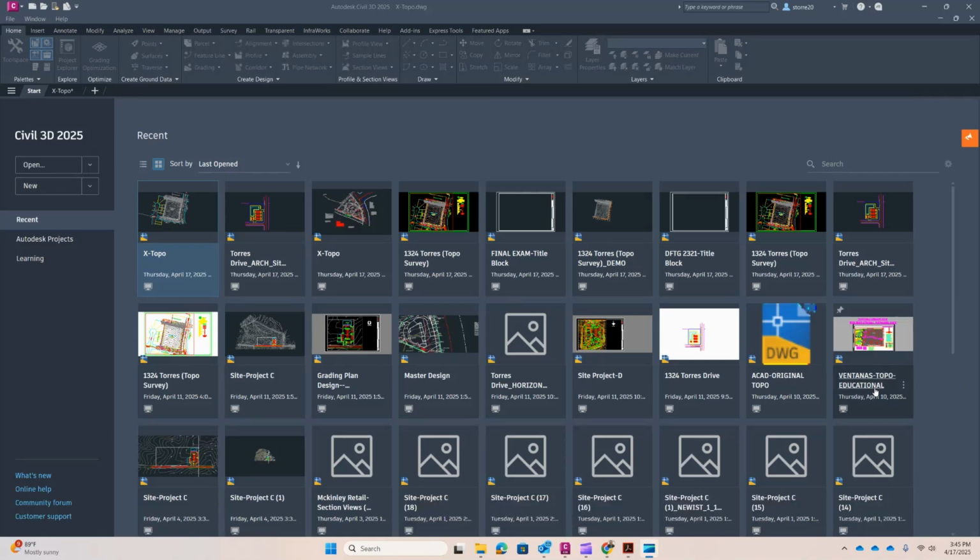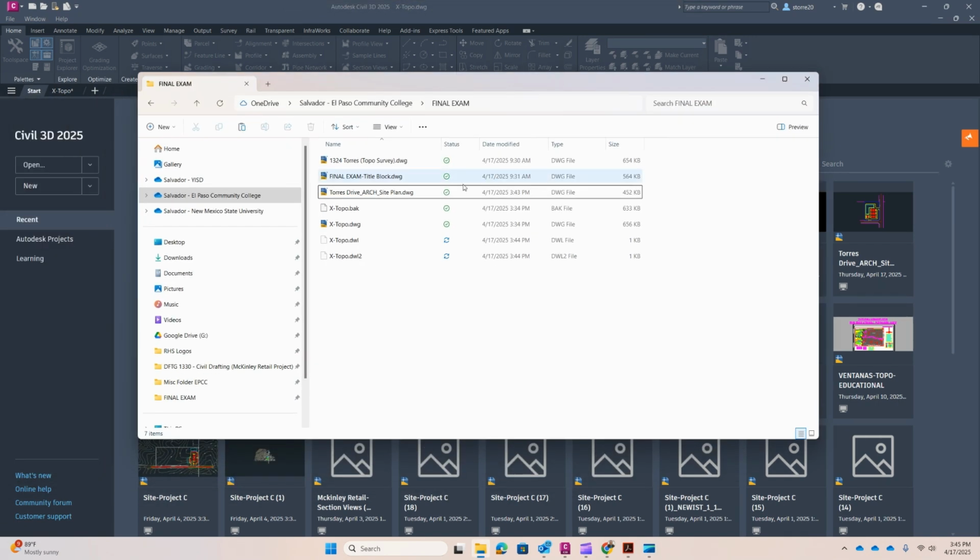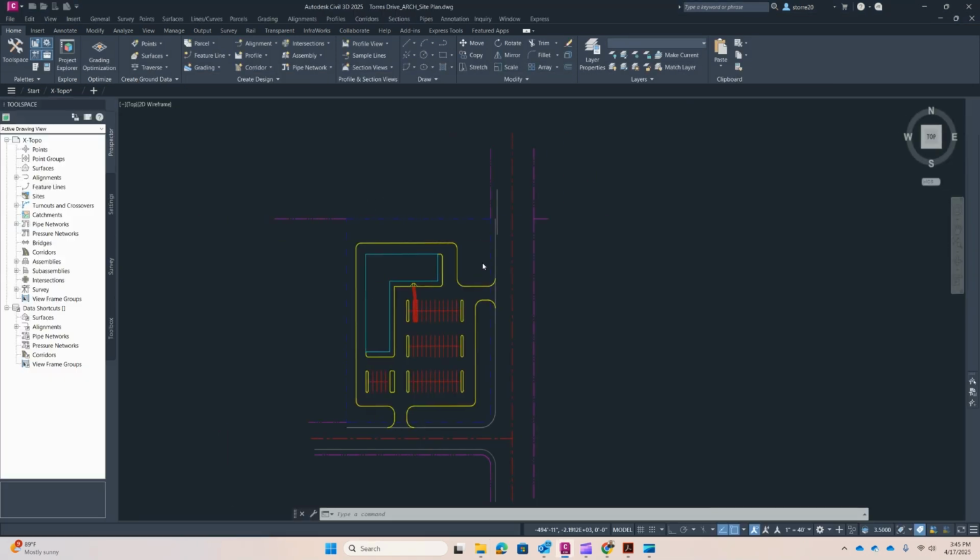So the next file I'm going to work with is our X site, and the site plan is what comes from the architect. So that's going to be on Blackboard. You're going to go ahead and open the one that says site plan architecture. Let's look at that one.